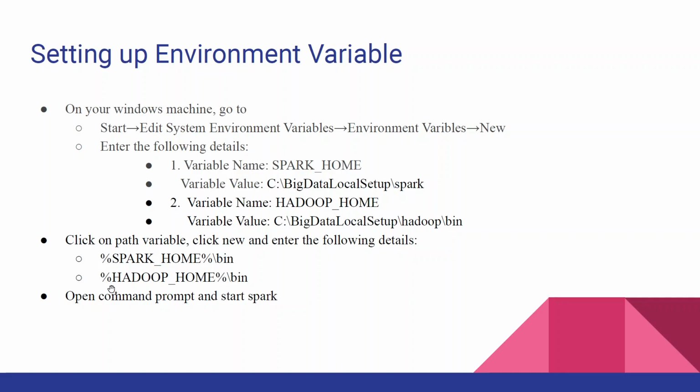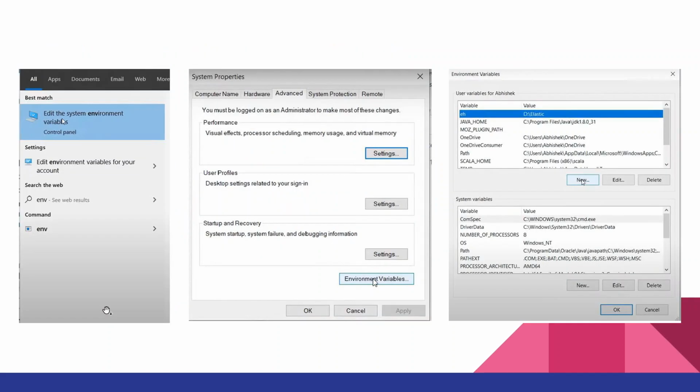After that, we click on OK and then click on the path variable which already exists over there, and enter these details by clicking on new. That's %spark_home%/bin and %hadoop_home%/bin. After that, you click on OK and start command prompt and start Spark. If everything is done properly, it should start.